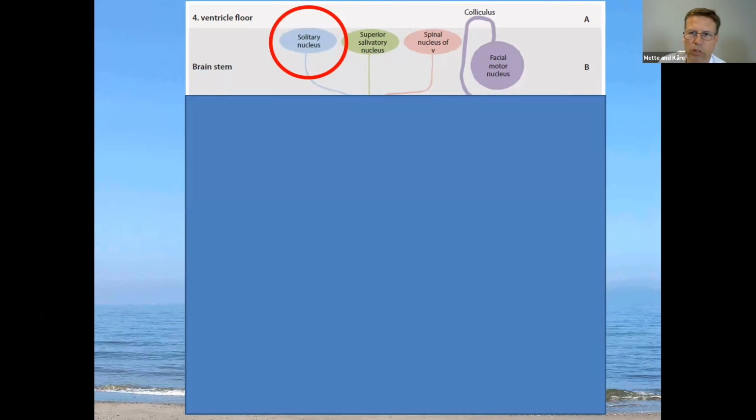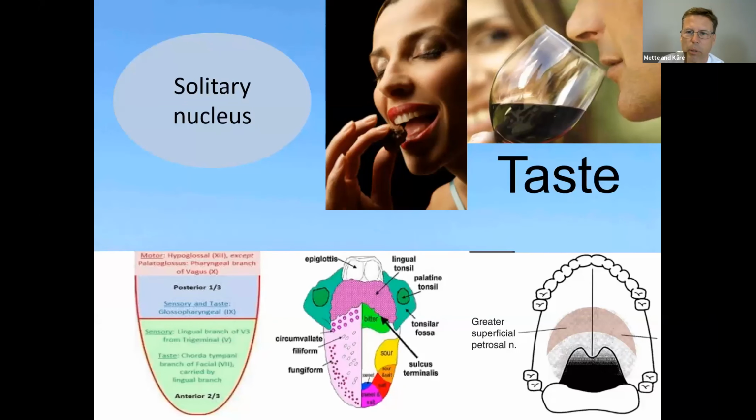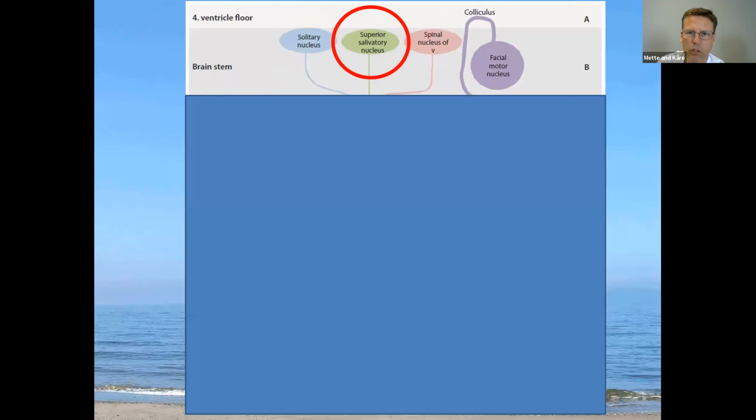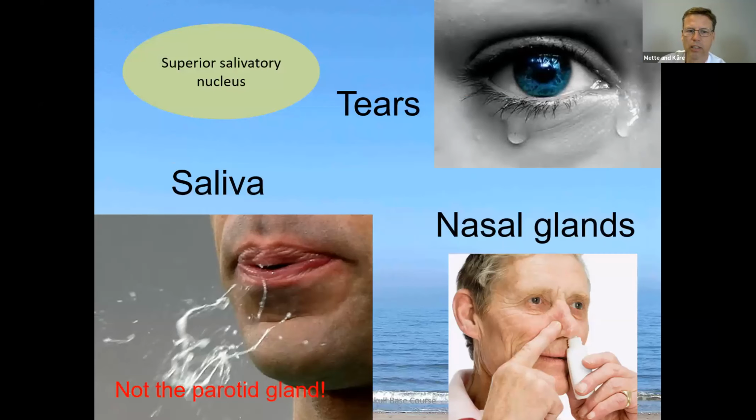Looking at the other contributions to the facial nerve, which is through the intermedius nerve, the first contribution is from the solitary nucleus, and that is about tasting. So it's the anterior two-thirds of the tongue, and not to forget the palate. Looking at the superior salivatory nucleus, that controls the tears and also saliva from two of the glands, not the parotid gland, that comes from the glossopharyngeal nerve. And then also the nasal glands, and patients will complain about having a dry nose on the side of the palsy.